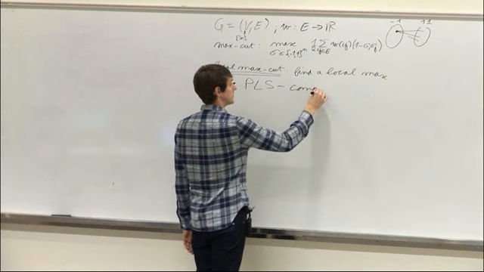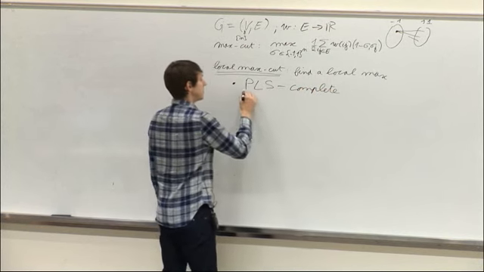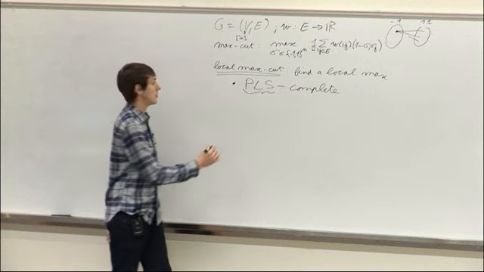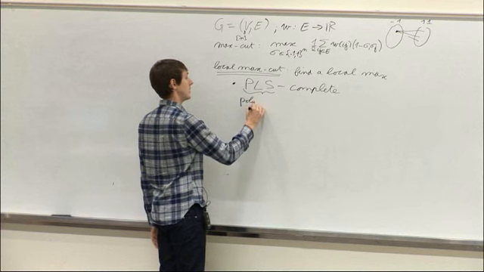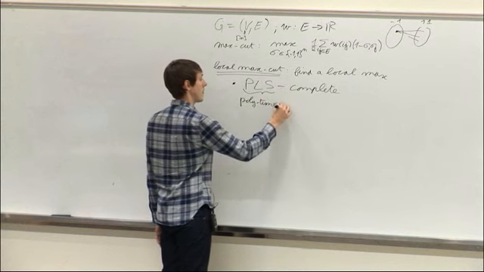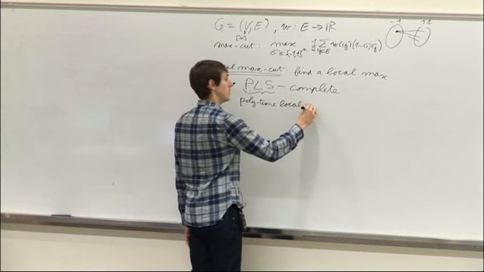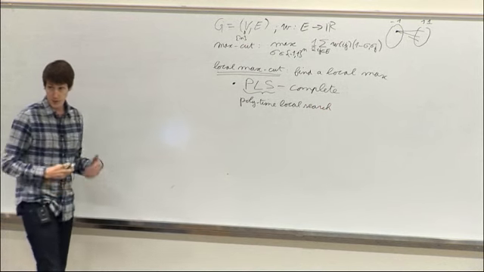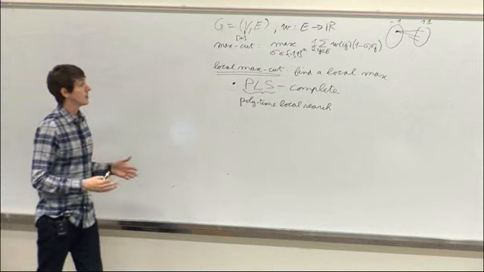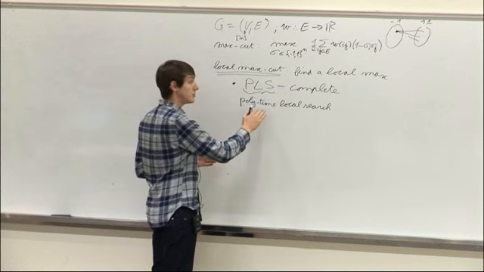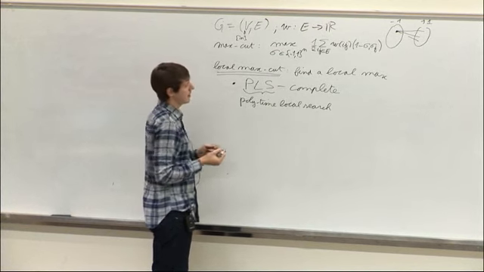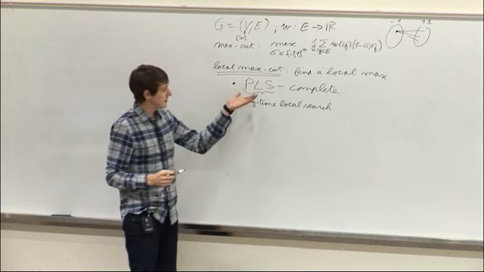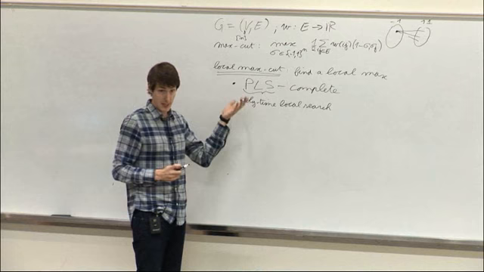And I will tell you what PLS is. PLS means polynomial time local search problem, polytime local search. I won't define it formally, but this is essentially the class of combinatorial optimization problems for which you can run a local search in polynomial time. And in this class of problems, we want to find a local maximum.